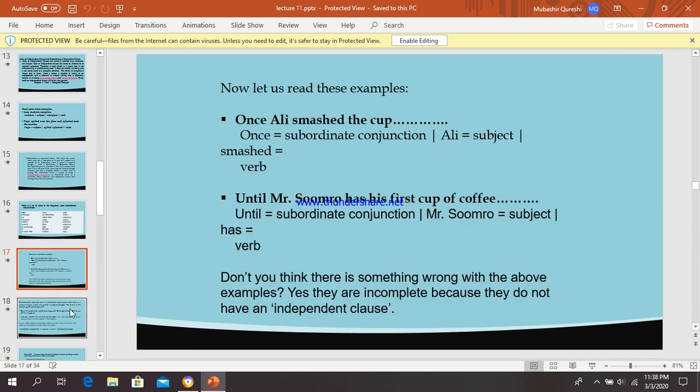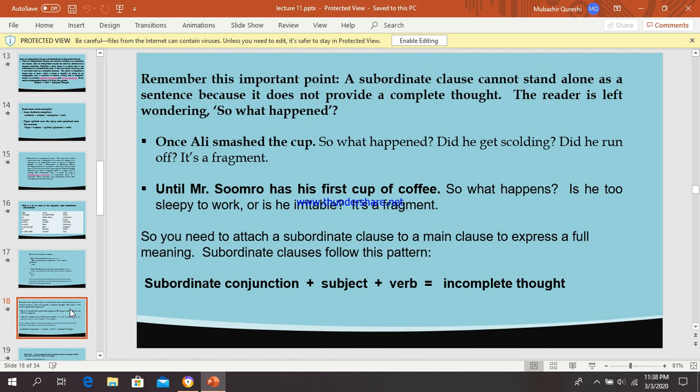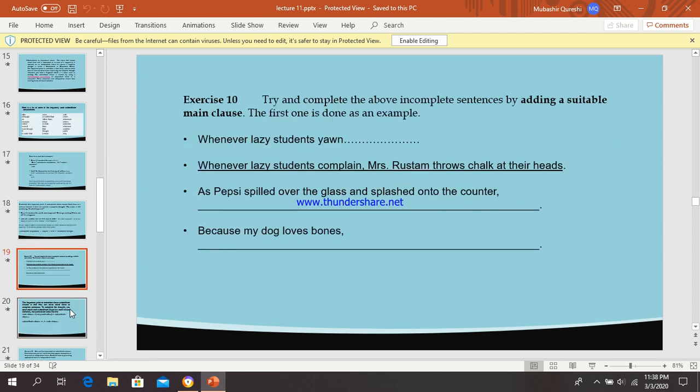And then you read a few examples of subordinate clauses, and then I told you that when it's a subordinate conjunction plus subject plus verb, it's an incomplete thought. Then there was an exercise which I told you that you will be doing on your own, and then we'll discuss it when we sit in the class.